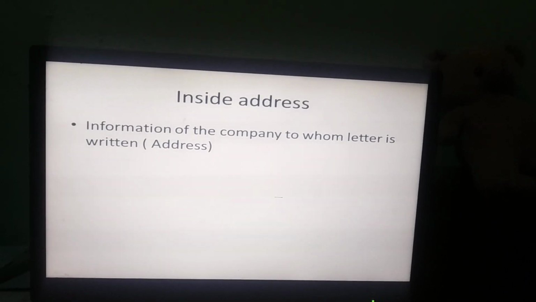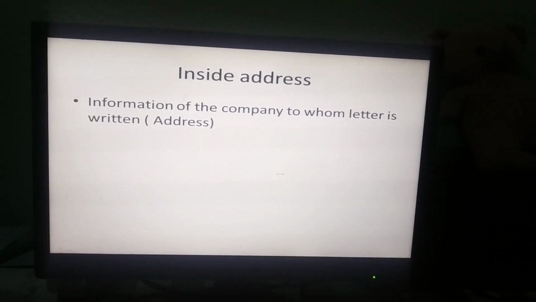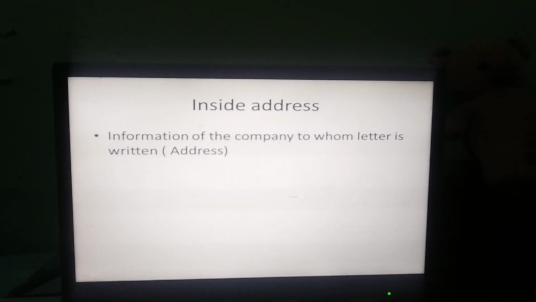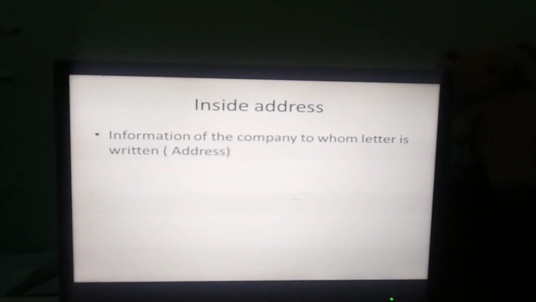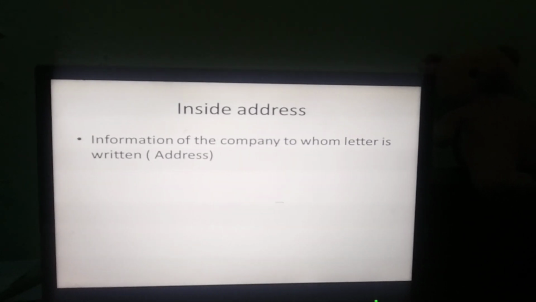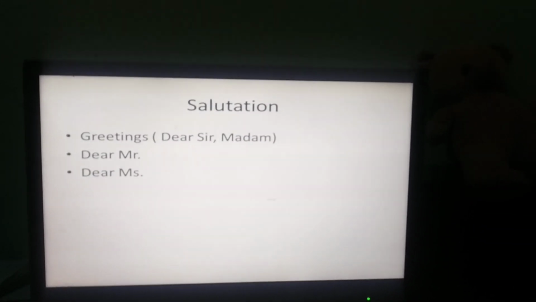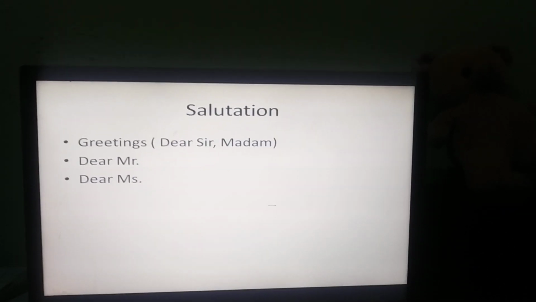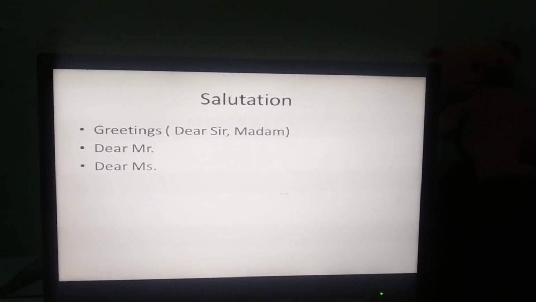Inside address. Now it is time to write the address of the person to whom we are sending the letter. So the address of that receiver would come here in the inside address. Salutation is also very important. It means to greet the person to whom we are writing.